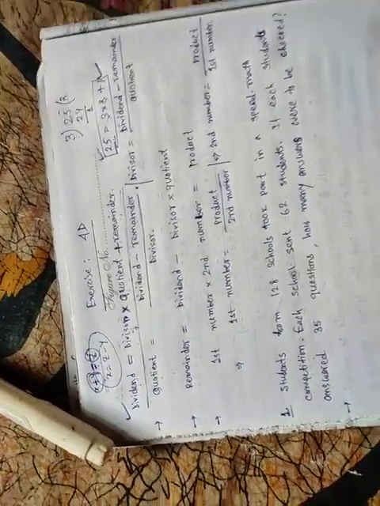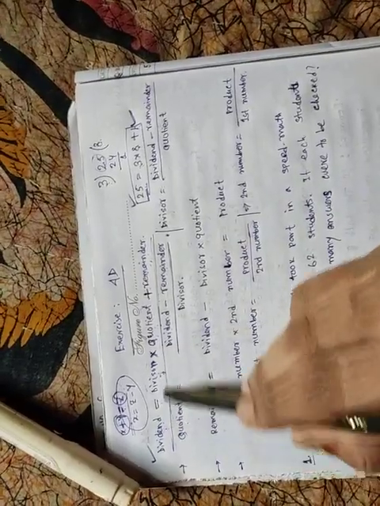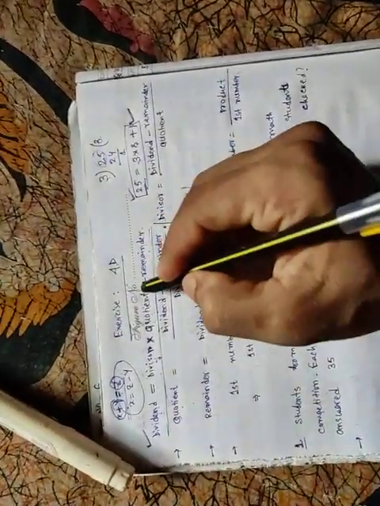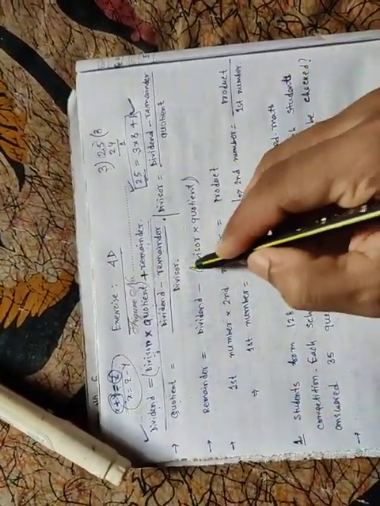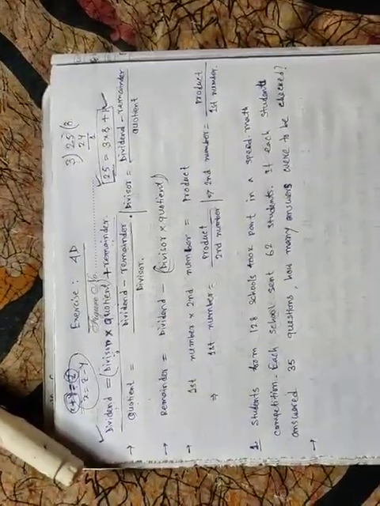Clear? And if we want to find the remainder, then it is dividend minus divisor into quotient. Divisor into quotient is in bracket form. So clear these formulas. By using these formulas you can solve the maths.